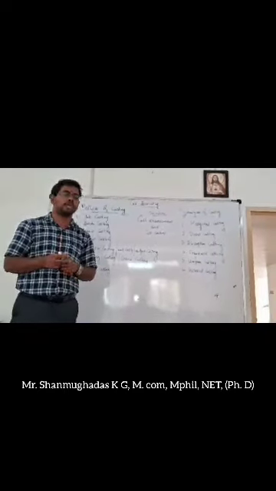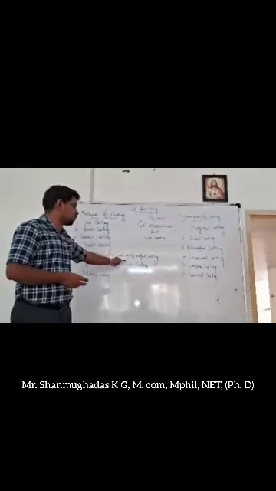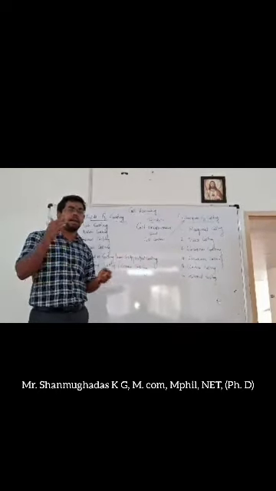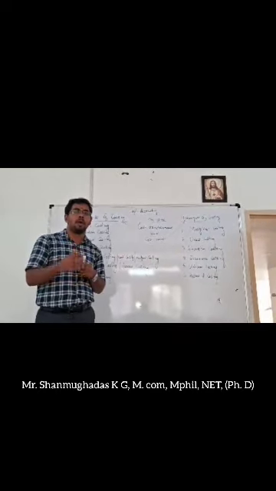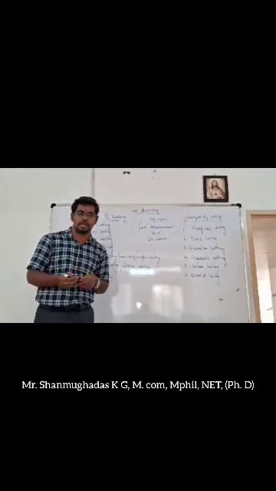So the main two features of this operation costing, or unit costing, or output costing, is that production is continuous and the output is homogeneous in nature.